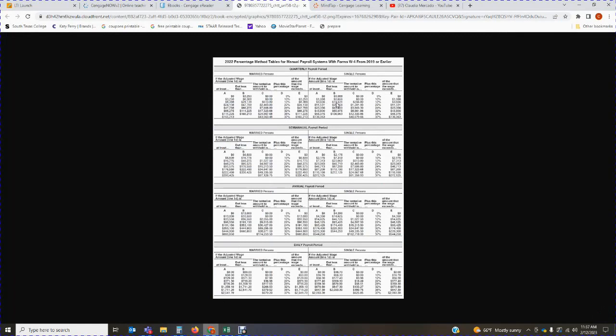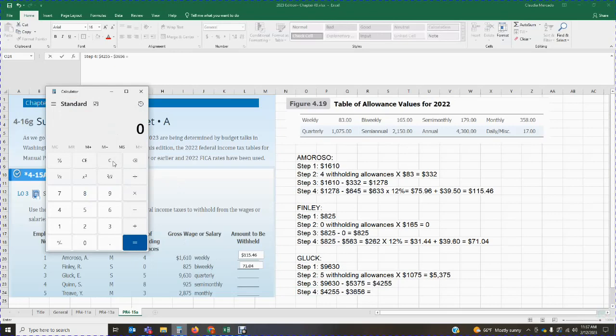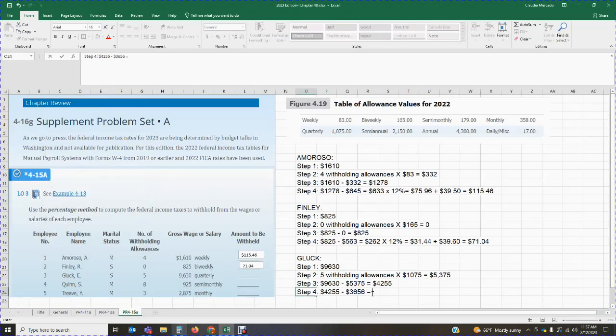So the $42.55 is that third tier, but for quarterly. Remember, we're looking for quarterly. The amount that we're going to deduct is $36.56. That is the additional amount that you're not going to pay any taxes on. So then that's going to give me $42.55 minus $36.56, $5.99. That is your taxable amount.